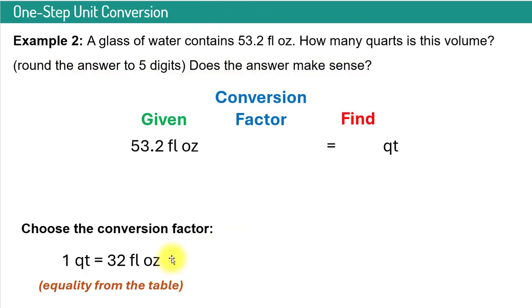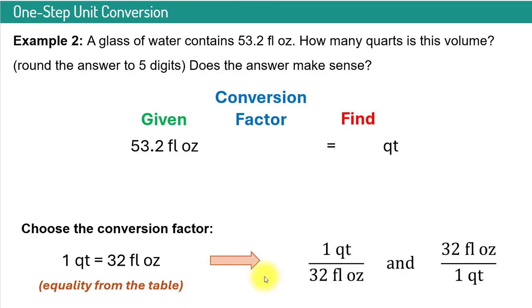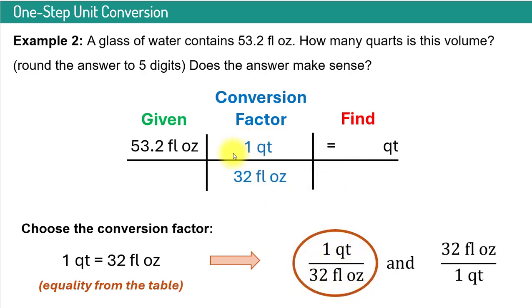Now, based on this equality from the table, we're able to obtain 2 possible conversion factors. So which one do we need to choose? Remember, the logic is that we need to cancel the units fluid ounces and be left with the units quarts. Well, to cancel fluid ounces, these units have to be in the denominator of the conversion factor. Therefore, we're going to use the first ratio. I copied it here, and I added a long fraction bar and vertical bars. Here I can also put 1 as the placeholder for the denominator of the given quantity.